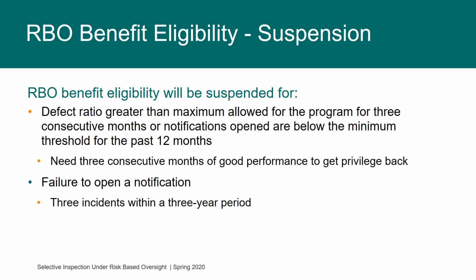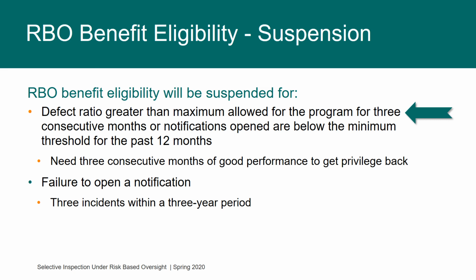Now we'll cover why benefit eligibility might be suspended. The first reason a contractor might have their RBO benefit eligibility suspended is due to a defect ratio higher than the maximum allowed for the program. Benefits will be suspended if a defect ratio is higher than the maximum percent allowed over 3 or more consecutive months, depending on the type of notification.